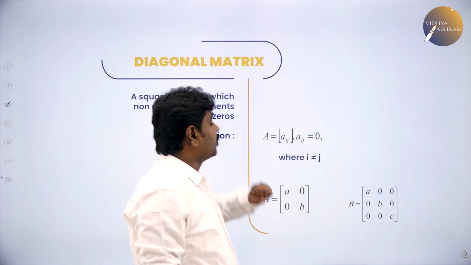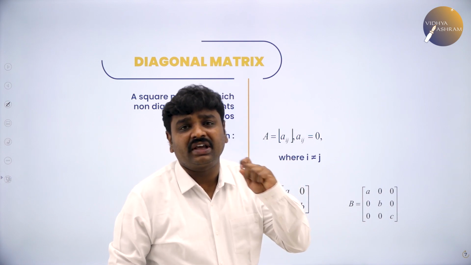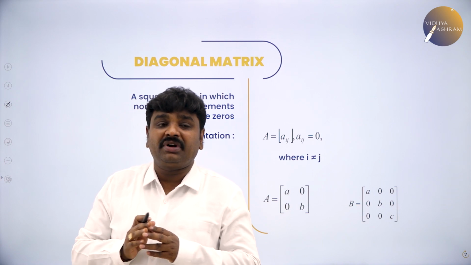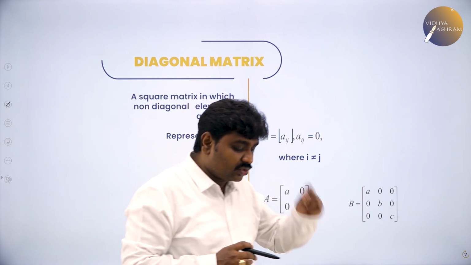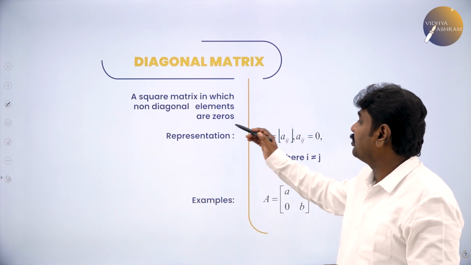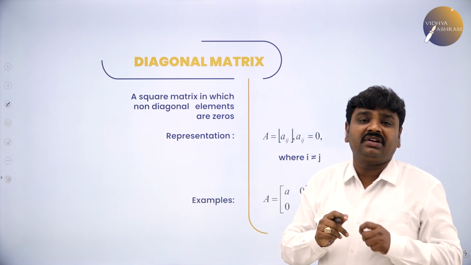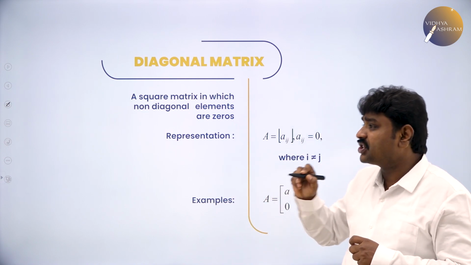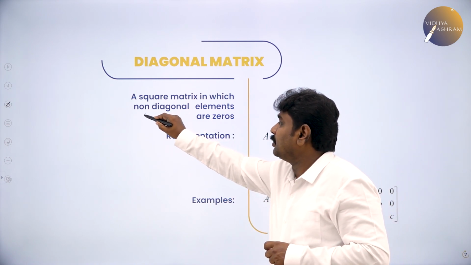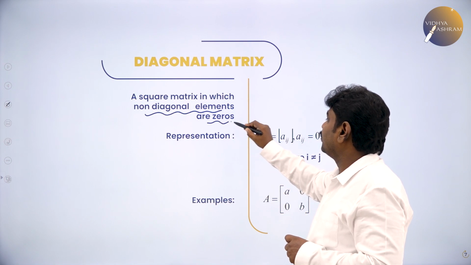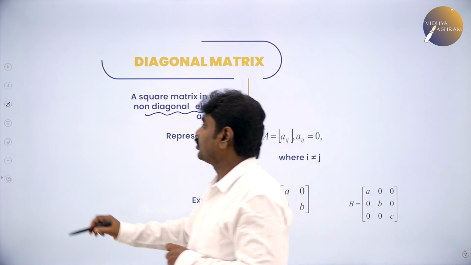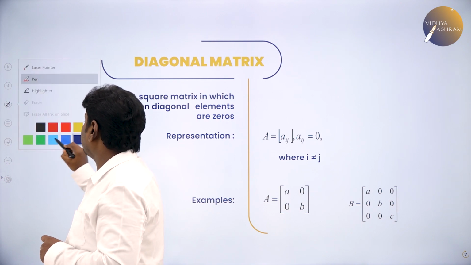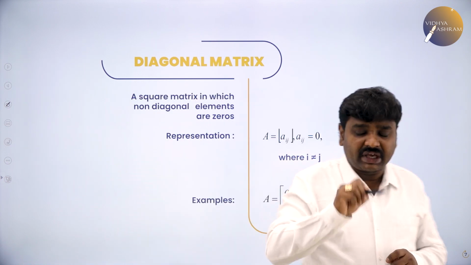Another interesting concept is the diagonal matrix. What is a diagonal matrix? All of you know what a square matrix is. A square matrix means a matrix in which the number of rows is equal to the number of columns. Now what is a diagonal matrix? A diagonal matrix is a square matrix in which non-diagonal elements are zeros. It means other than the diagonal, all should be zeros. Other than the diagonal, if all are zeros, we call it a diagonal matrix.